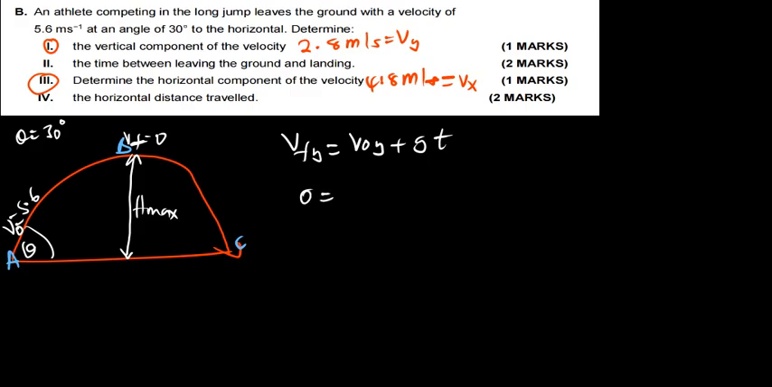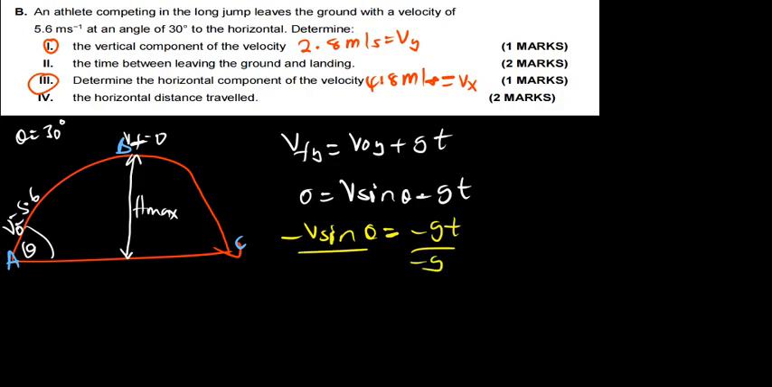Then Vy is basically V sine theta. Now G, since this object is going up, G will be negative. Now it will be negative GT. Then I'll shift V sine theta to the other side. I'll divide it by negative G. So this is basically the time from point A to B, which is V sine theta divided by G.